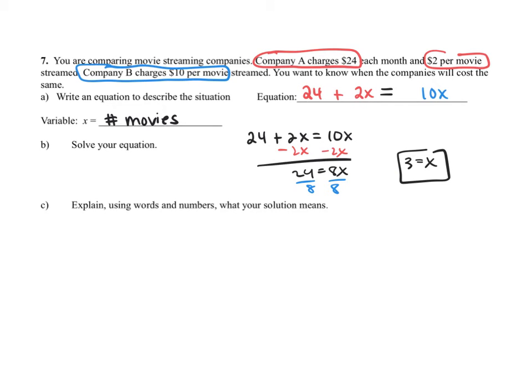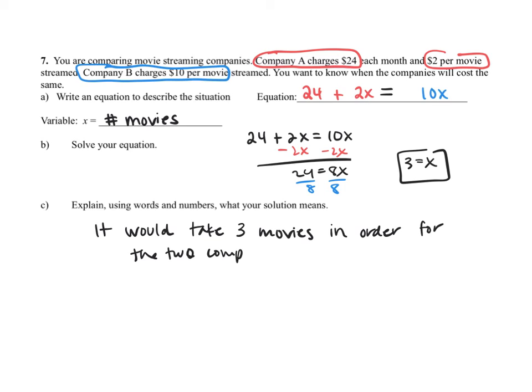So since x equals 3 and x is the number of movies, this means it would take 3 movies, and that 3 movies accomplished some goal. And the goal that we were trying to accomplish or determine or answer the question was, in order for the 2 companies to have the same cost.